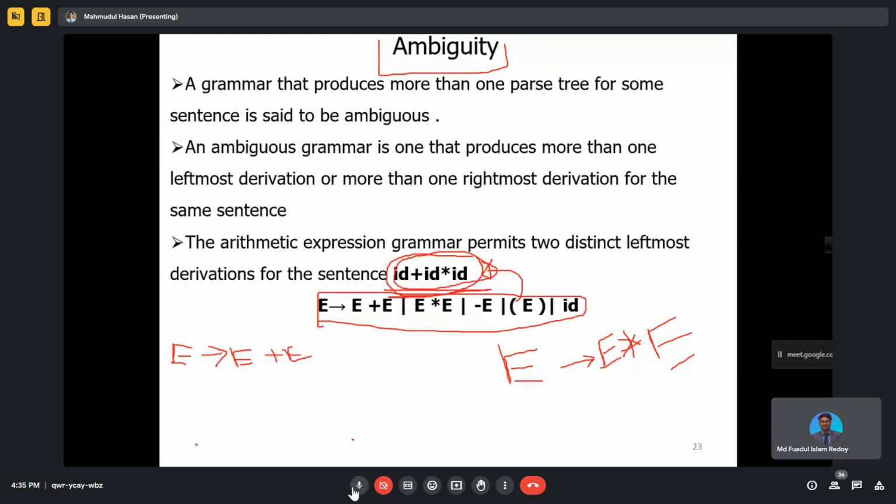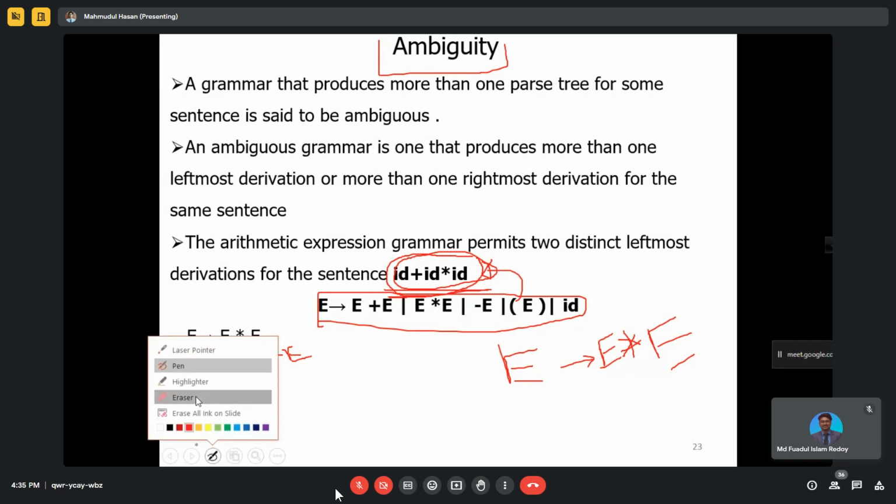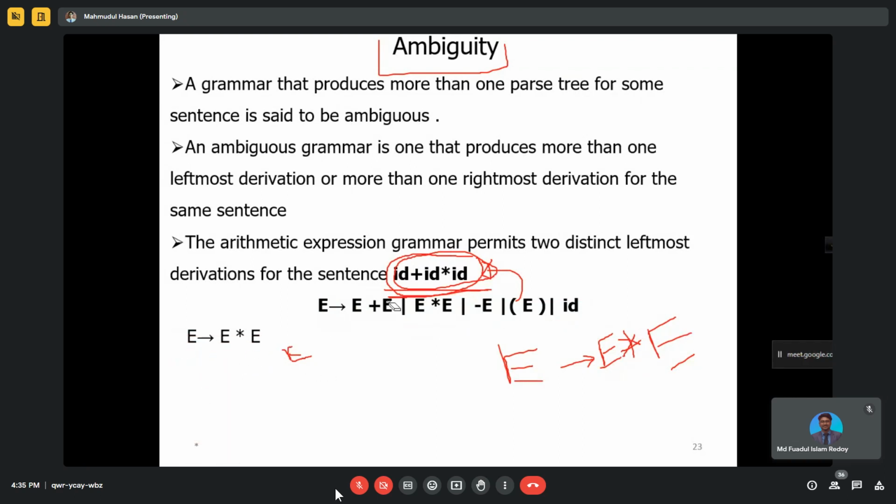No. It is possible. E into E. If we apply leftmost, it is possible. Just look. Suppose we follow E to E into E at first. Now we are using E into E, so the approach is leftmost. That means we need to replace this one. Is it? Yes, sir. And what is the production rule? E plus E.